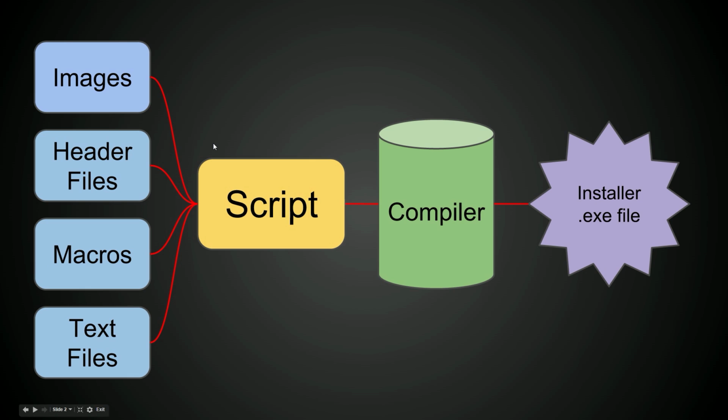A script file might have any number of things going into it. It might have references to image files that you're going to use in your installer. It might have references to header files, which are other text files that have code in them that allows you to do special things, and you're just including those in your script.